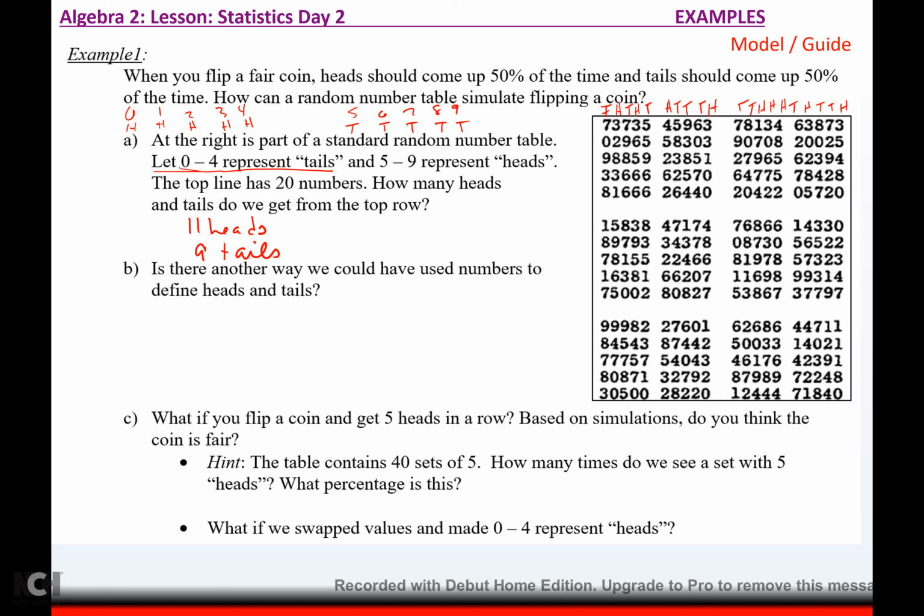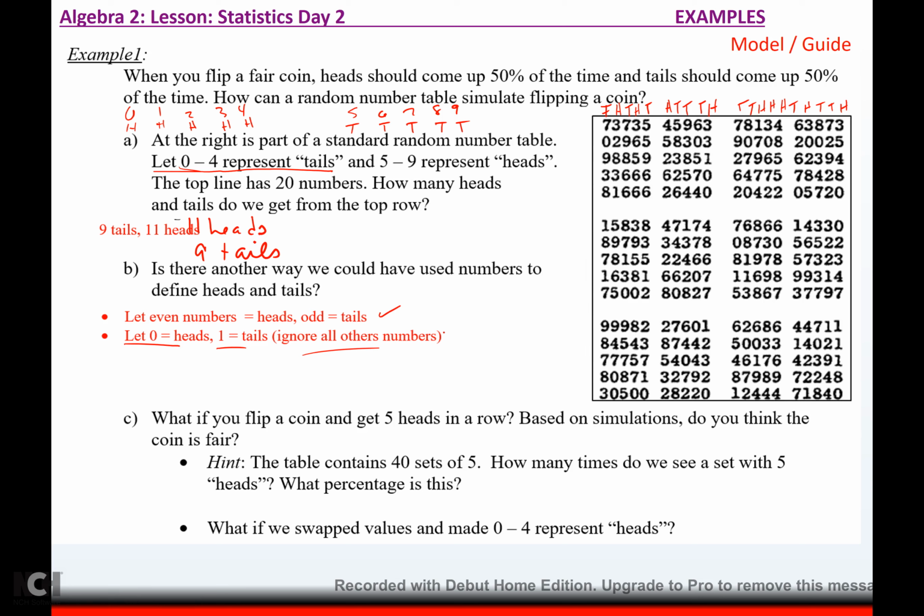It says, is there another way we could have used numbers to define heads and tails? You can do whatever you want. You could say, let even numbers be heads and odds be tails. That would be one thing. You could say, let 0 be heads and 1 be tails and ignore all the other numbers. The possibilities are endless. That's the neat thing about a random number generator table, is you can set it to anything you want.